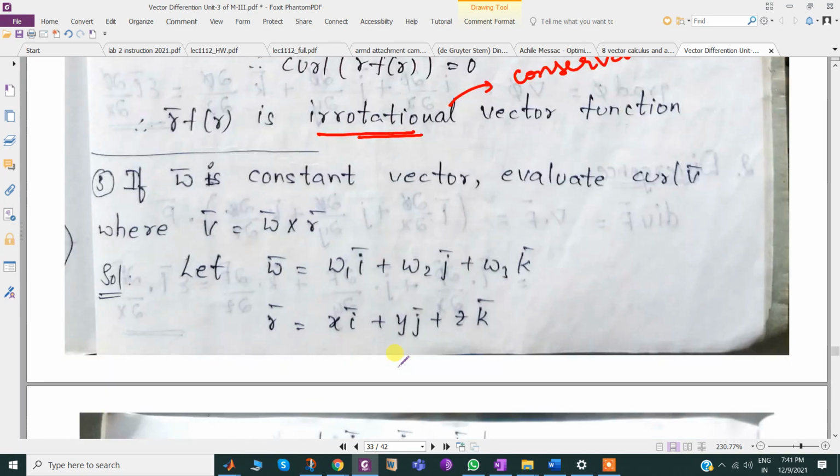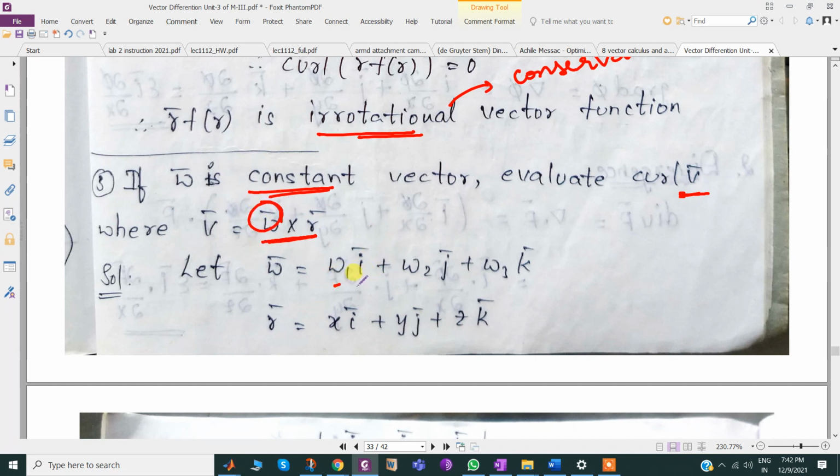Now, w is a constant vector. Constant vector means if we differentiate that, it will be 0 with respect to x, with respect to y, with respect to z. If you differentiate with respect to any variable, that will be 0. That is the meaning of the constant vector. Evaluate curl v̄, where v̄ equals w̄ cross r̄. w̄ is given as a constant vector.